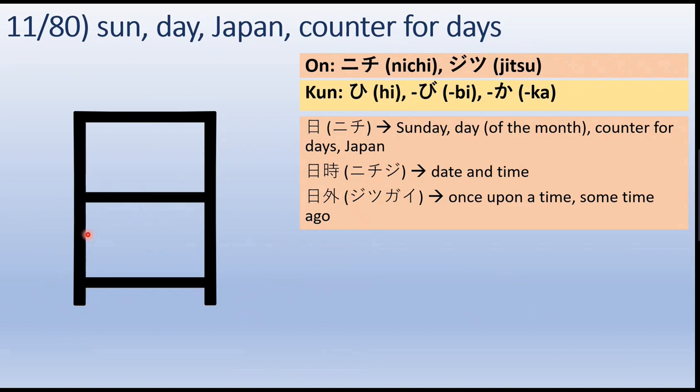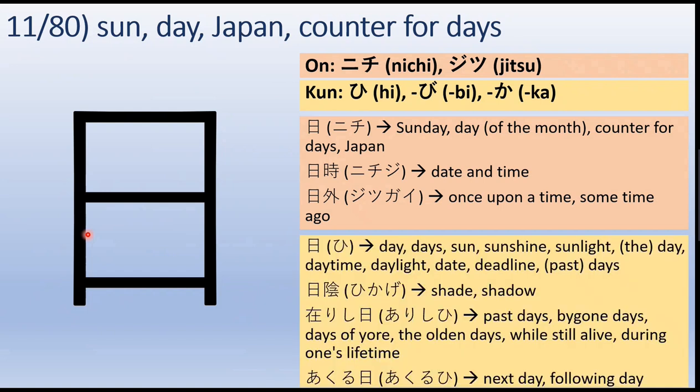So we have Nichi, Sunday or day of the month, and counter for days, and also it's part of Nihon or Japan. We have Nichiji, meaning date and time. We have Jitsugai as once upon a time or some time ago. Then we have Hi in Kun'yomi, meaning day, days, sun, sunshine, sunlight, daytime, daylight, date, deadline, past days.